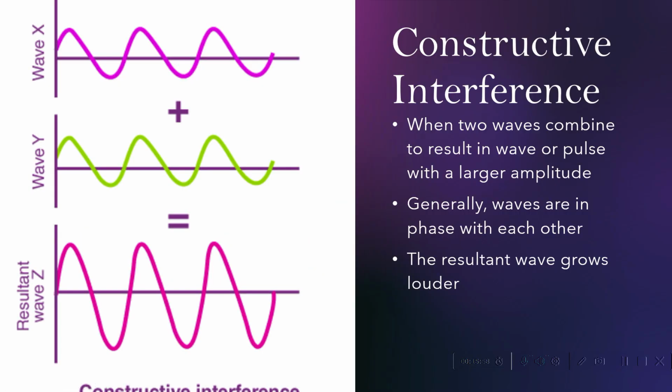Constructive interference is when two waves combine to result in a wave that's bigger than it started. It gets further away from the equilibrium line. So this wave is taller than these two waves.